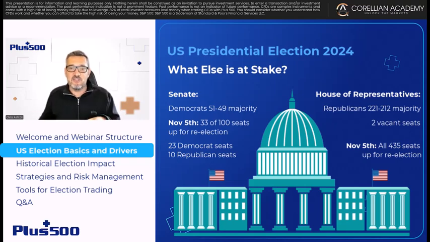Okay, so that's the basics for election night. Let's move on to look at why this 2024 US presidential election matters to traders.